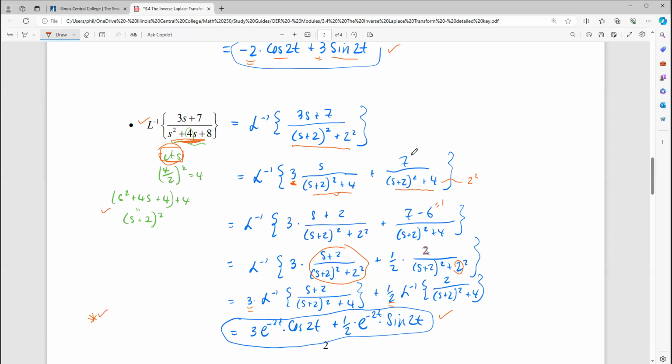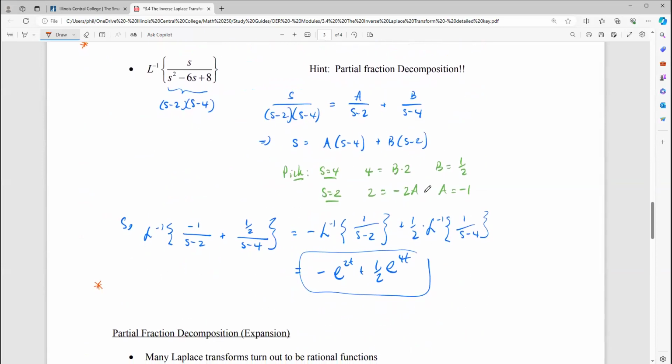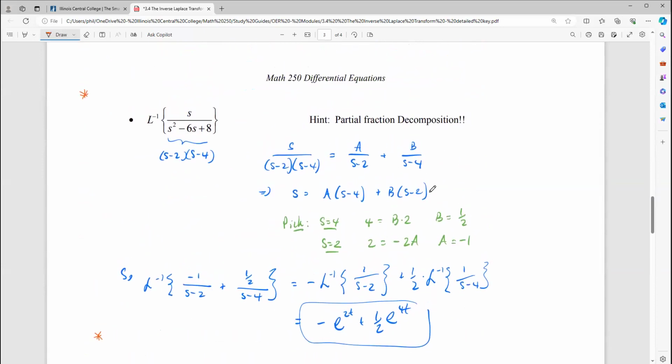Okay, so let's now look at what happens if the denominator of this function does factor. In the next example, we're looking at what is the Laplace inverse of s over s squared minus 6s plus 8. The idea here is this one factors fairly easily. You can double check me. This is what I get when I factor it. So that function that we're taking the Laplace transform of looks like this.